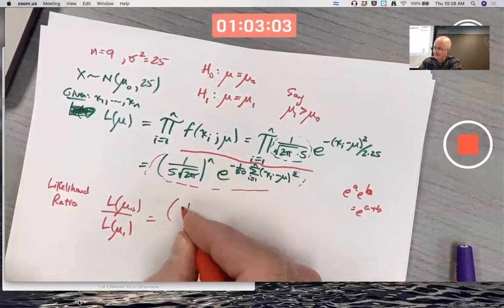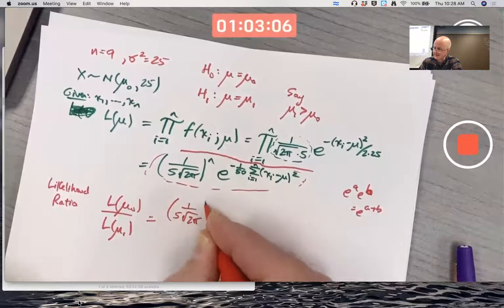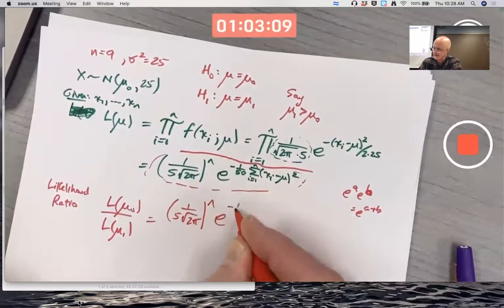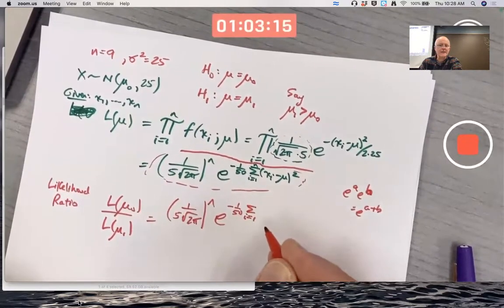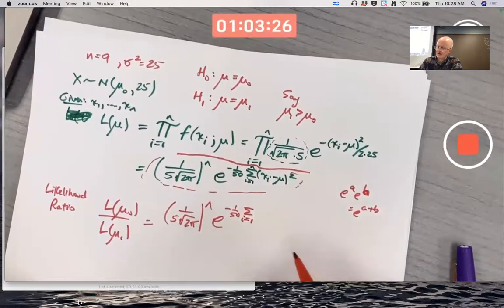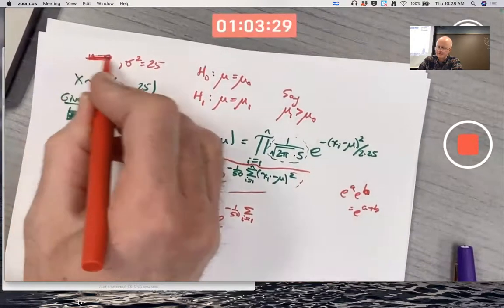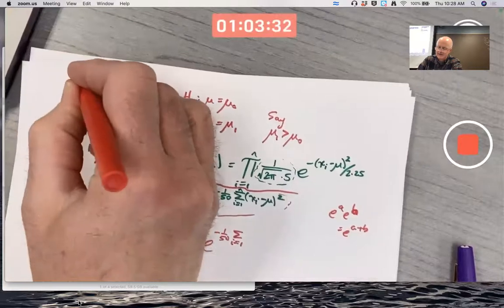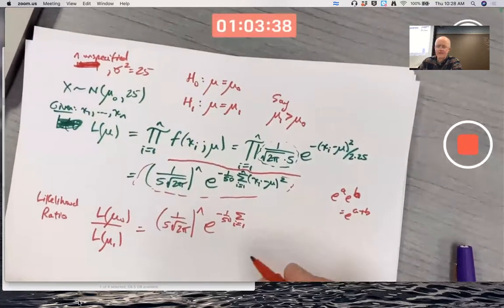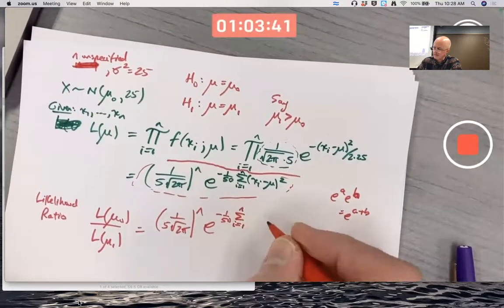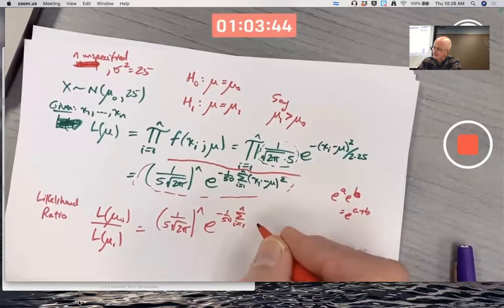Doesn't seem like we're doing much there. Let's go ahead and write it out. Oh, I forgot I specified n to be 9, didn't I? Should we do a general n? Let's do a general n as well. N unspecified. But I am going to keep the variance to be 25.